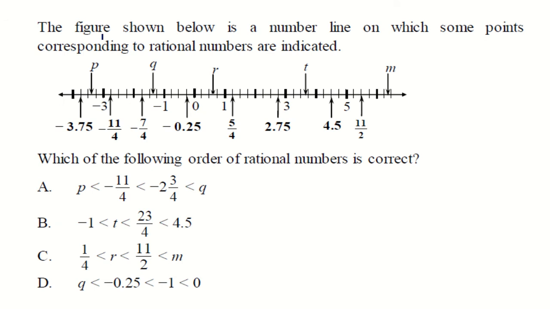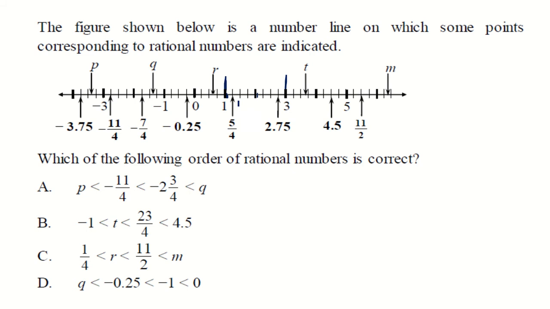The next question, the figure shown below is a number line on which some points corresponding to rational numbers are indicated. Which of the following order of rational numbers is correct? First of all, see the gap. For example, 1 is here, 2 here, 3 here. So the gap between 1 and 2 is divided into 4 equal parts. 1 segment, 2, 3, 4 segments. That means the first point is, we can say, 5 over 4.